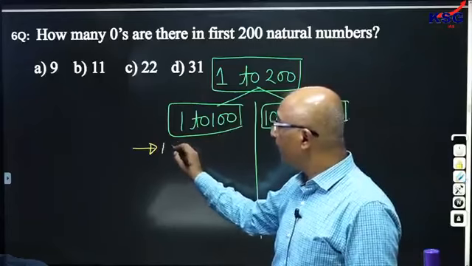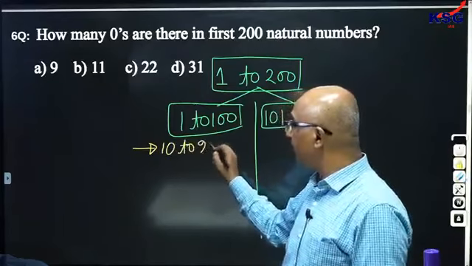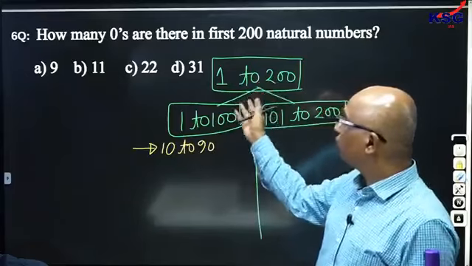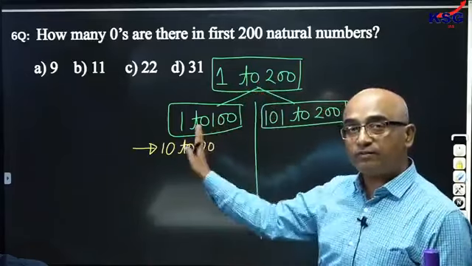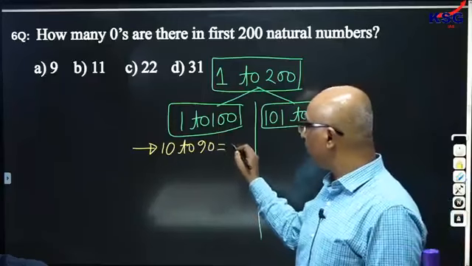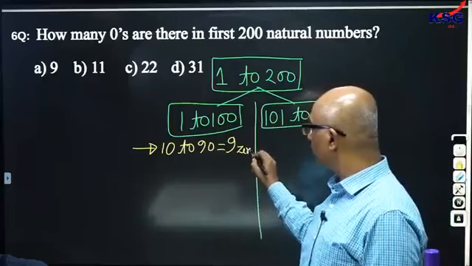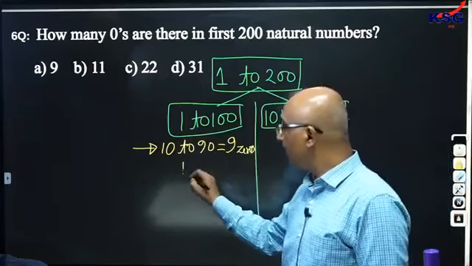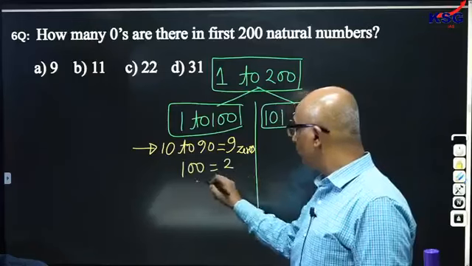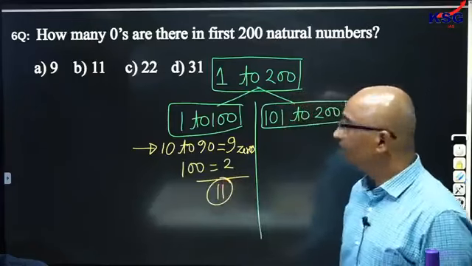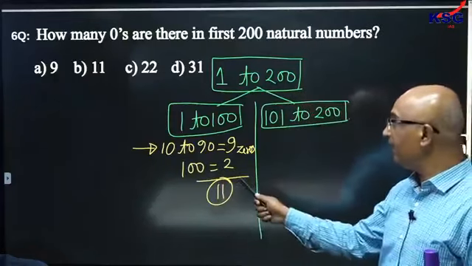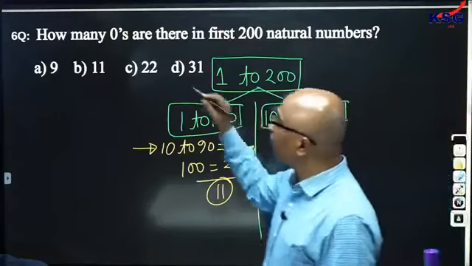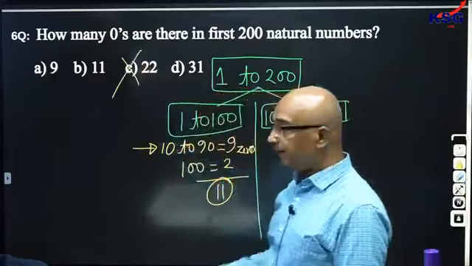See here, multiples of 10. 10 to 90: 10, 20, 30, 40 each produce a zero. Divide the first 2 centuries into separate centuries, first century and second century. So 10 to 90 means 9 zeros. Multiples of 10 produce 9 zeros and 100 consists of 2 more zeros. So 9 plus 2, 11 zeros. So most of you are thinking 11 in the first century, 11 zeros in the second, 11 plus 11, 22. 22 is incorrect.